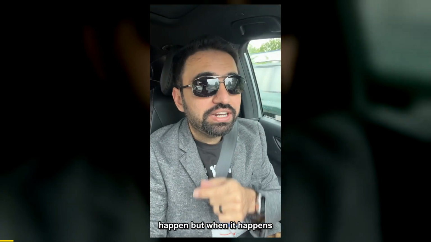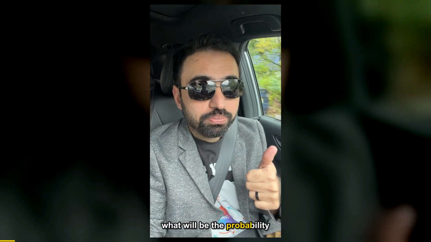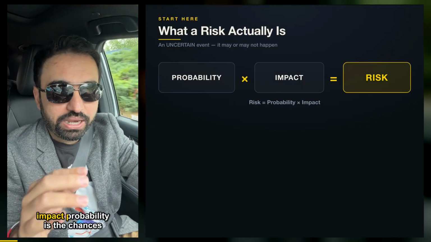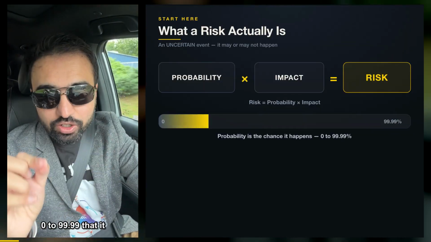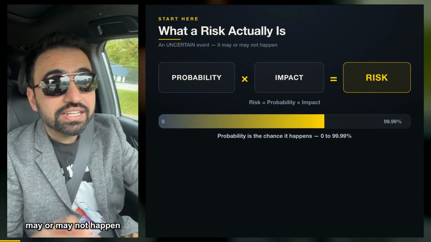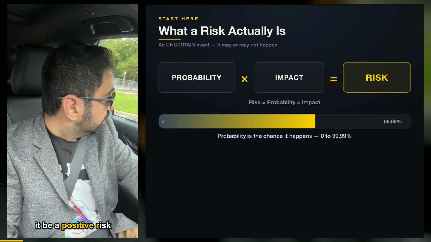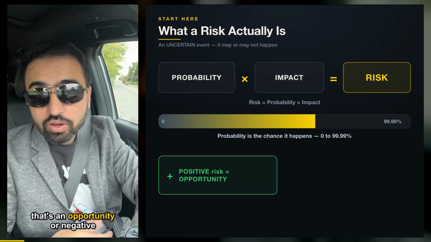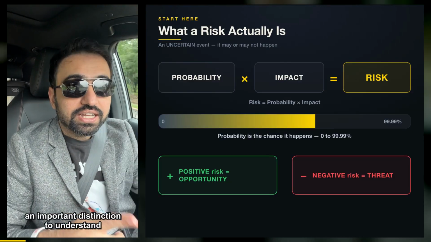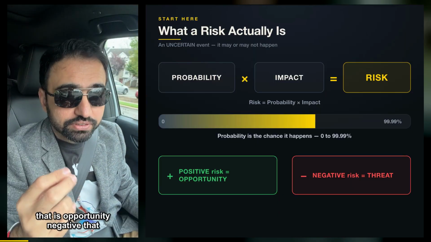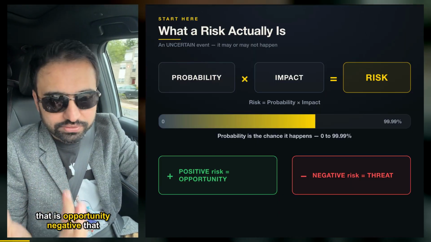So risk is an uncertain event, which means you don't know, it may or may not happen. But when it happens, what will be the probability and what will be the impact? Risk is probability into impact. Probability is the chances, 0 to 99.99, that it may or may not happen. But when it happens, will it be a positive risk, that's an opportunity, or a negative risk, that's a threat? It's an important distinction to understand.